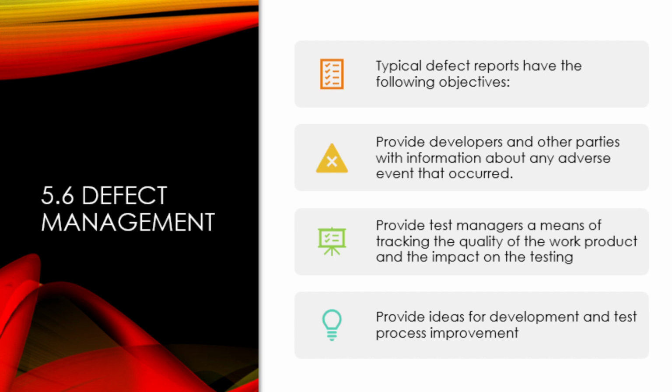Typically, defect reports have the following objectives. The QA person develops the defect report. It provides developers and other parties with information about any adverse event that occurred. It provides test managers a means of tracking the quality of the work products and the impact on the testing. It also provides ideas for development and test process improvement.